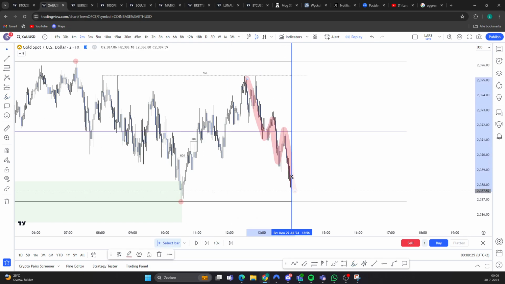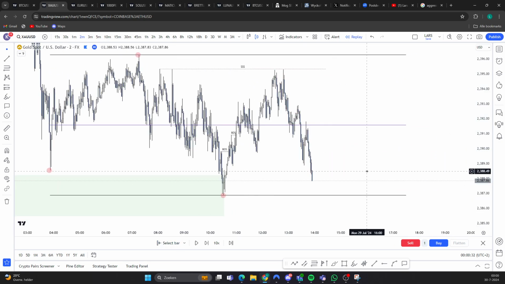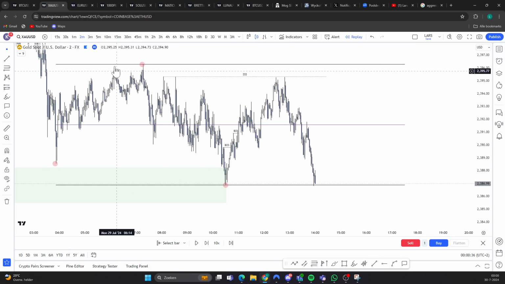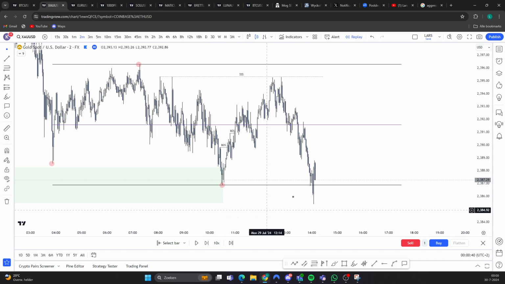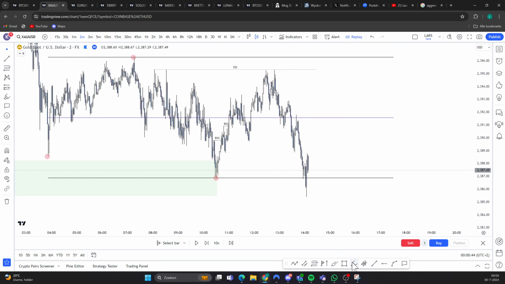No break back to bullish in here, so no reason to long it, okay? No reason to long it. And then right here, we took the low once more, right? Now, this is where things get interesting. We took the low once more.